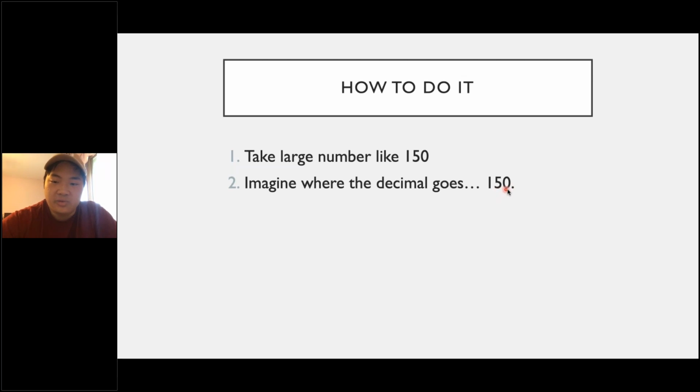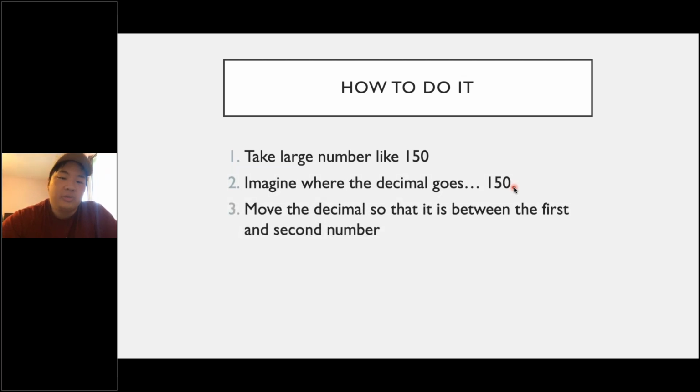So it's 150 decimal point. If this was like 150.5, then we would actually see the decimal point, and it would be right here. So what do we do? We move the decimal point so that it is between the first and second number. What I mean by that is we see in this number, there are 3 digits. There's a 1, there's a 5, and there's a 0. And what I simply want you guys to do is move this decimal point right over here between the 1 and the 5, first and second number.